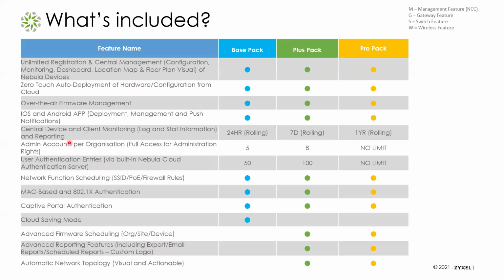Another area where there's some differences are the number of admin accounts per organization. So each organization or customer that you are managing has its own limit of admin accounts. So with the free version of Nebula, you get 5 admin accounts per organization. And again, you can manage multiple organizations from one user account. Plus Pack upgrades that to 8. Pro Pack gives you an unlimited number of admin accounts. For our cloud authentication database, the free version of Nebula gives you 50 entries, Plus Pack gives you 100 entries, and Pro Pack gives you an unlimited number of entries.